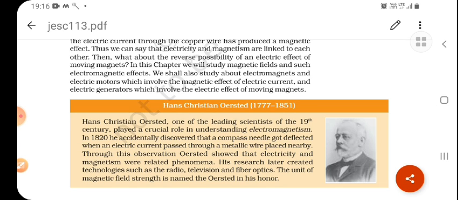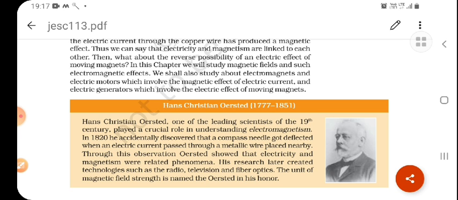So who was responsible? The scientist responsible for studying electromagnetism was Hans Christian Ørsted, one of the leading scientists of the 19th century. He played a crucial role in understanding electromagnetism. In 1820 he accidentally discovered that a compass needle got deflected when electric current passed through a metallic wire. This observation showed that electricity and magnetism were related phenomena.